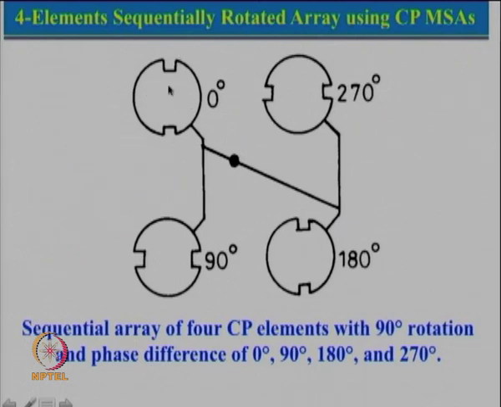Now, this patch here, this is 0 degree, it is rotated by 90 degree. So, you can see that it is coming over here. This is again rotated by 90 degree, and it is again rotated by 90 degree. So, now this one here shows the feed point. You can actually see how in a very simple manner one can obtain a proper feed network.